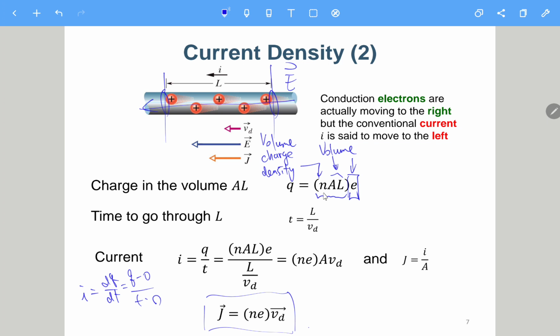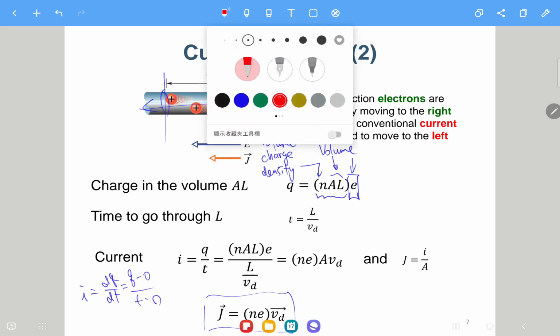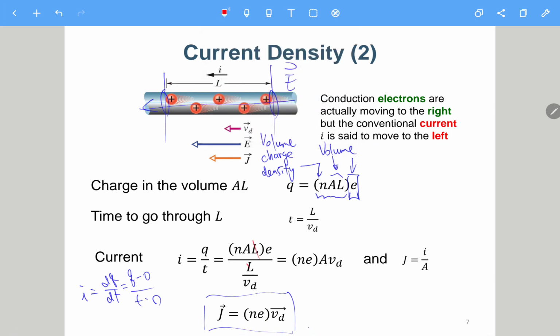Here we try to plug in this one, n times A times L times e, and then t equals L over vd. So we can do some cancellation, which means that we can cancel capital L. So it turns out to be n times e, and then A times vd. vd is in the denominator, so putting it back it goes to the top. So I equals n e times A times vd.